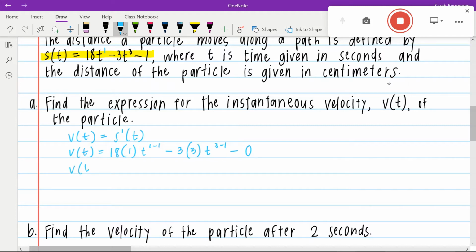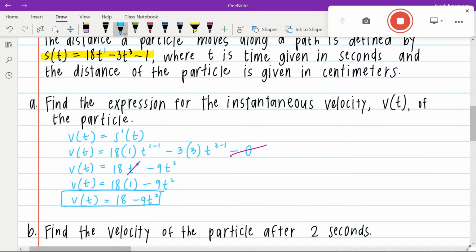Now we just need to simplify this. So we get 18t to the 0 minus 9t squared. Note you don't need to write the minus 0. And also when you have t to the 0 power, anything to the 0 power is just 1. So we really don't need to write that either. So the velocity function is equal to 18 times 1 minus 9t squared, since t to the 0 is 1. So you could skip that step. It's just 18 minus 9t squared. This is our velocity function.